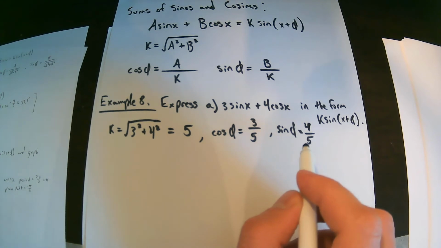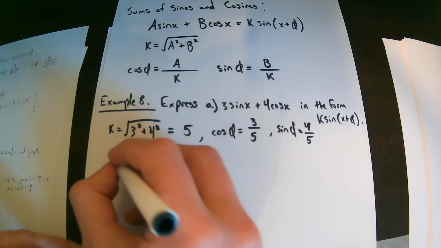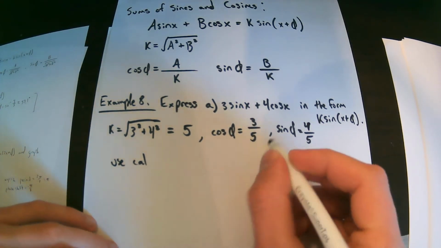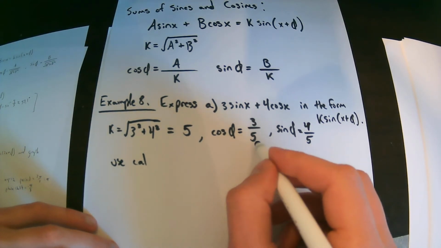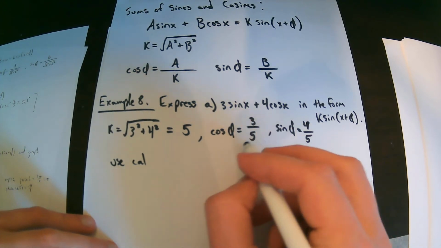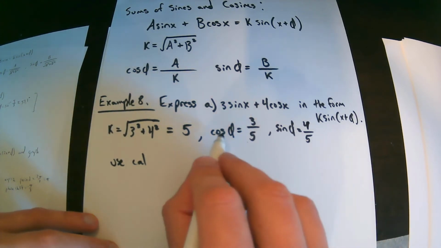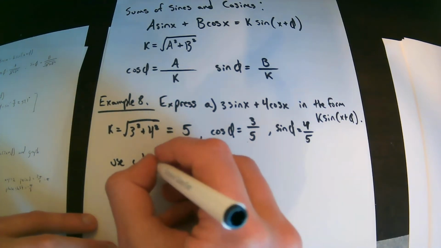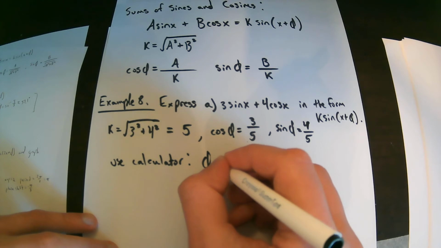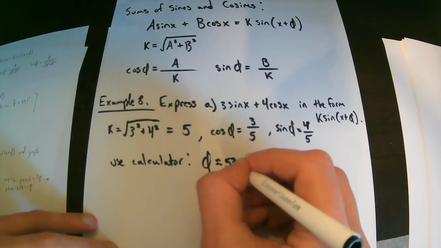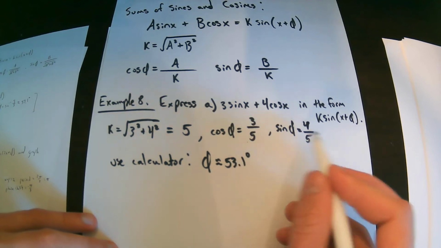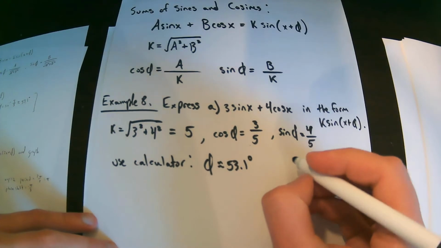And that's going to be important because what we're going to need to do now is use a calculator, because this is not like 1 over 2 or square root of 3 over 2 or square root of 2 over 2. This is not some common ratio of sides that we know about. This is some weird angle. So we need to use the calculator, and it should give you that phi is approximately 53.1 degrees by using cosine inverse on this, or sine inverse on this.